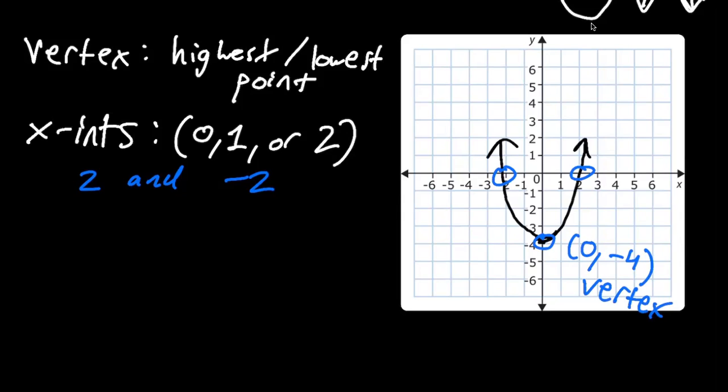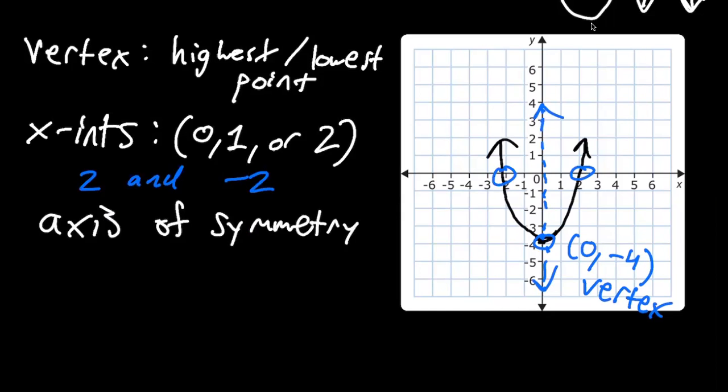We can finally look at the axis of symmetry. The axis of symmetry is just the line that we have in the middle of our graph. So the vertical line running through the middle of our graph. It also runs through the vertex. So here our axis of symmetry is the line x equals 0. So the line right in the middle of our graph. So these are a few of the key features we can identify.